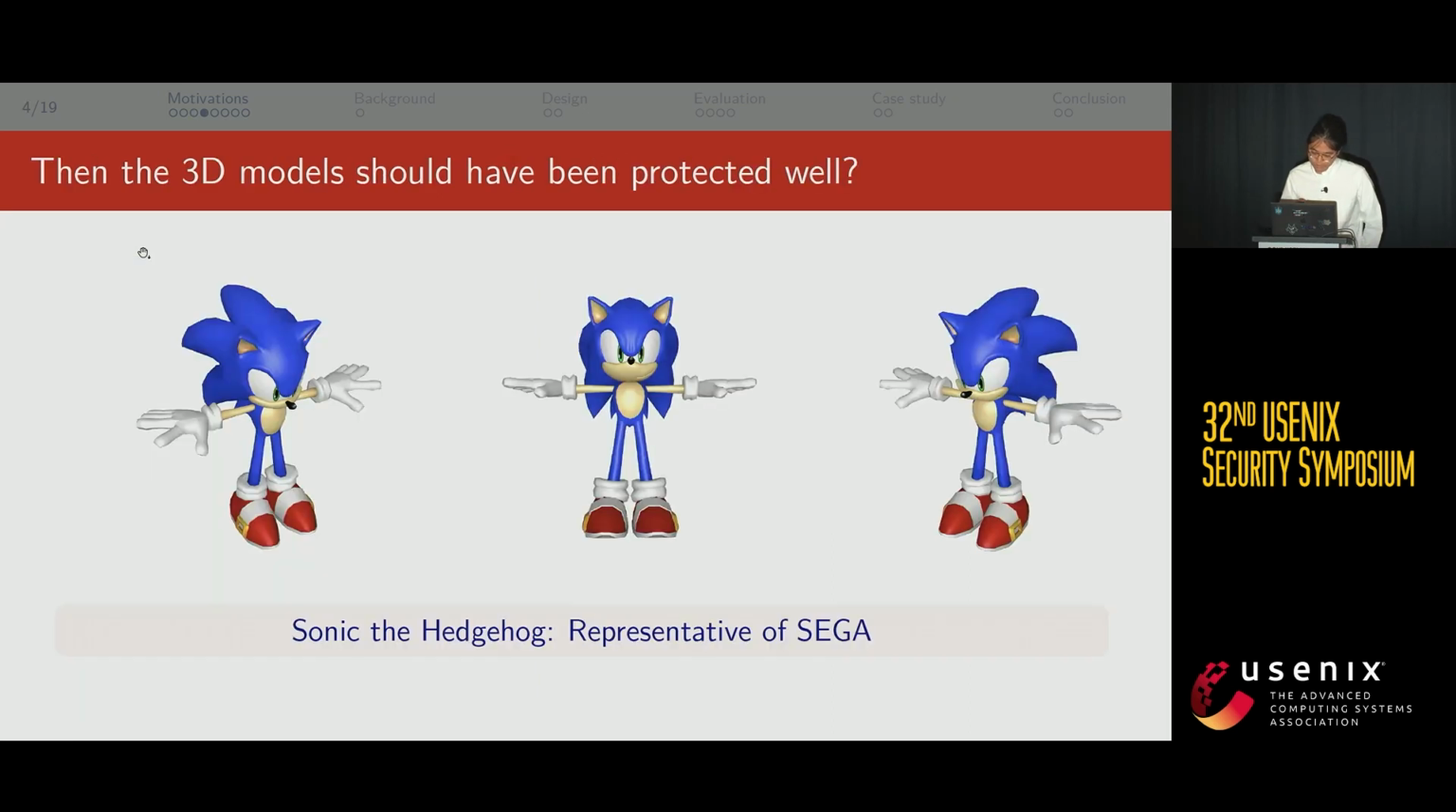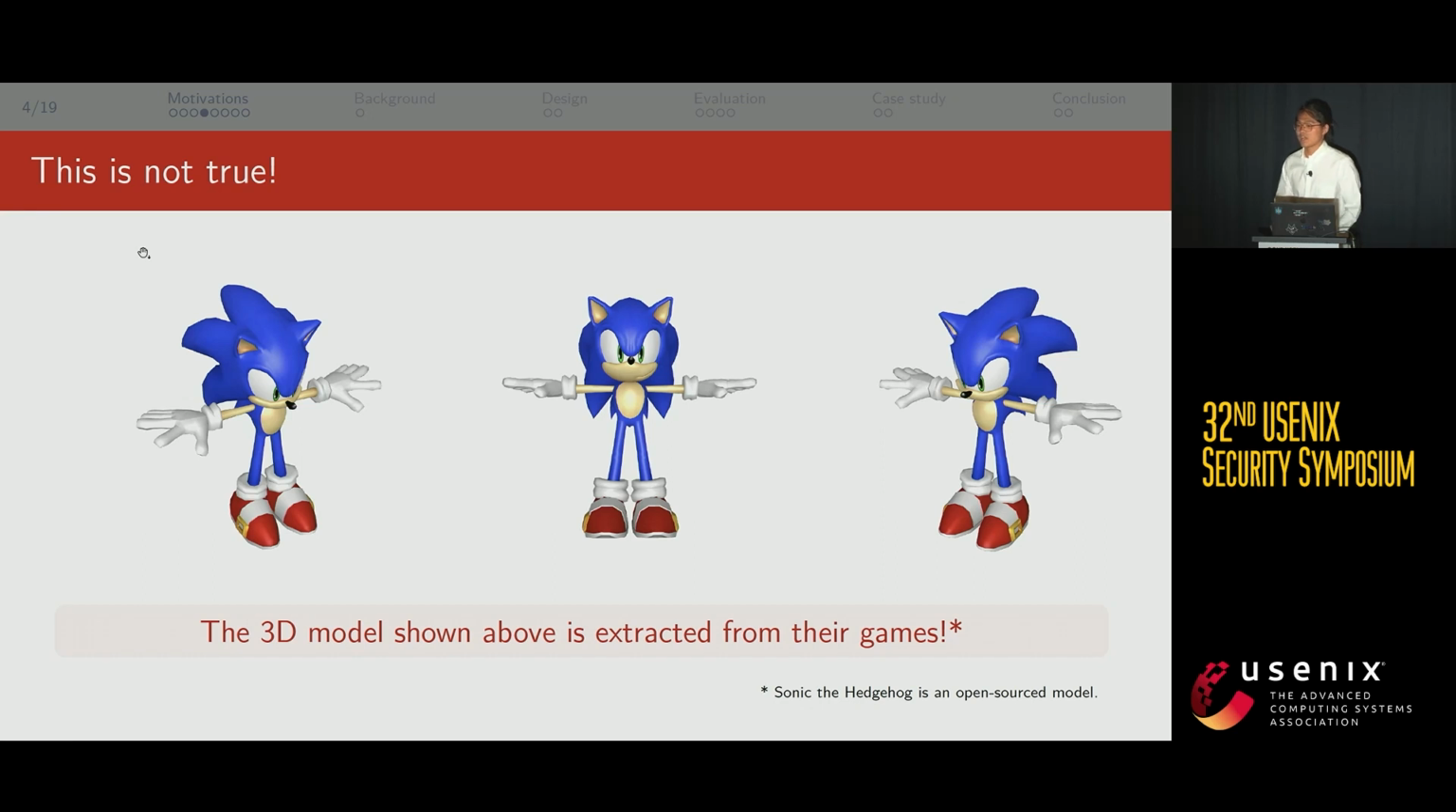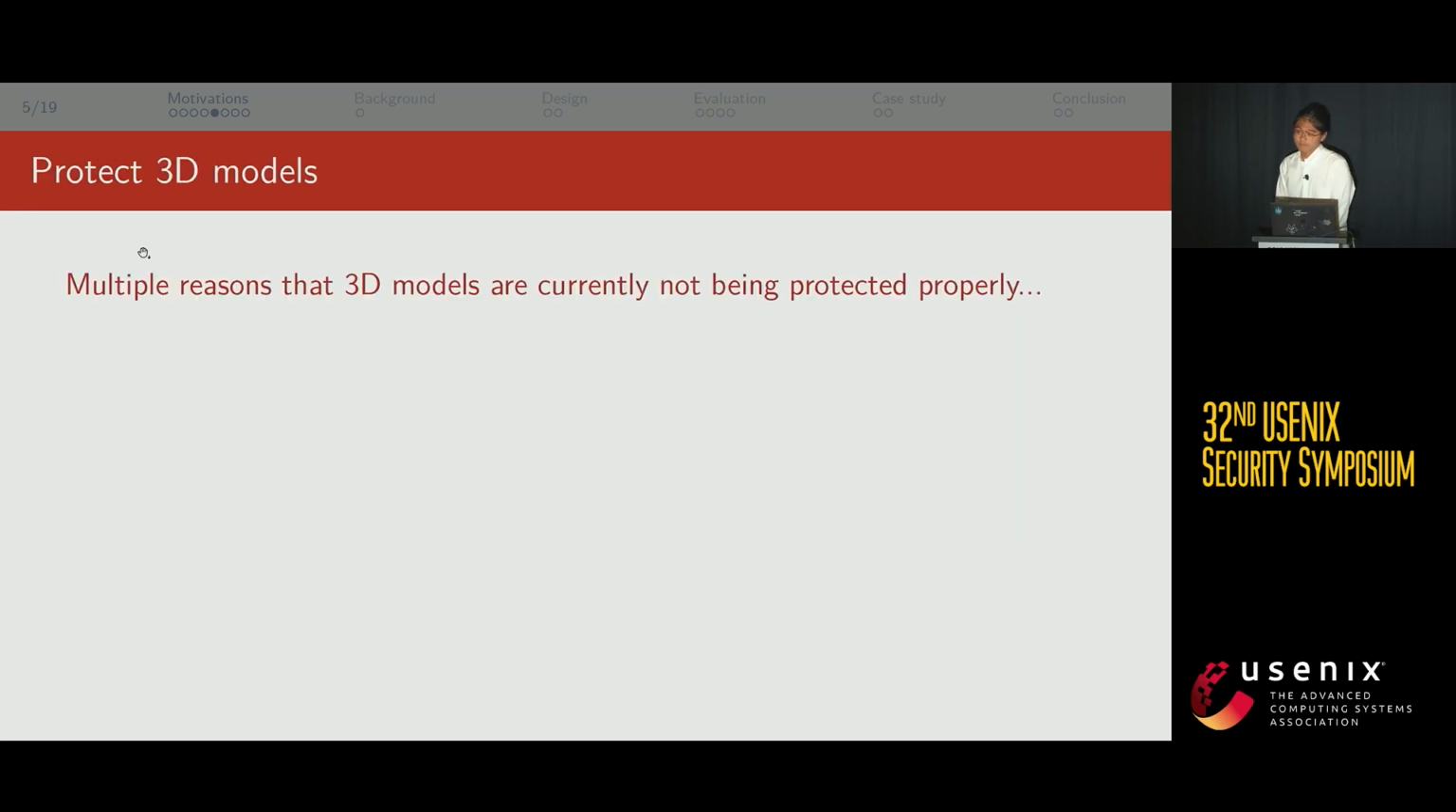Since the model is expensive and hard to create, it should have been protected very well, right? So let me show this model first. It's Sonic, a representative of Sega. But why am I showing this? Because I personally extracted this model from their game and rendered it on my personal computer, and I'll show it to you here. So this is not true.